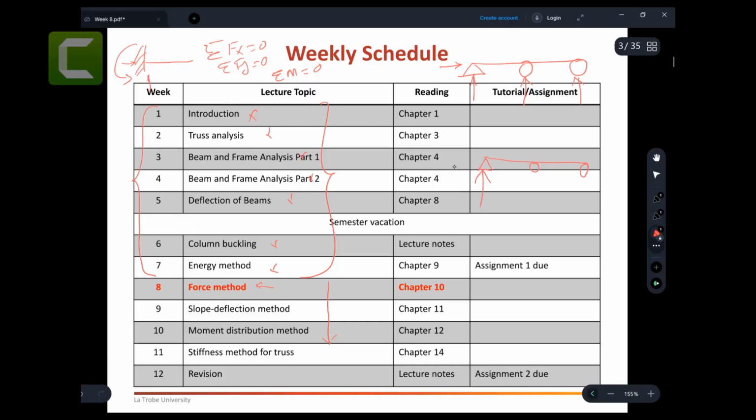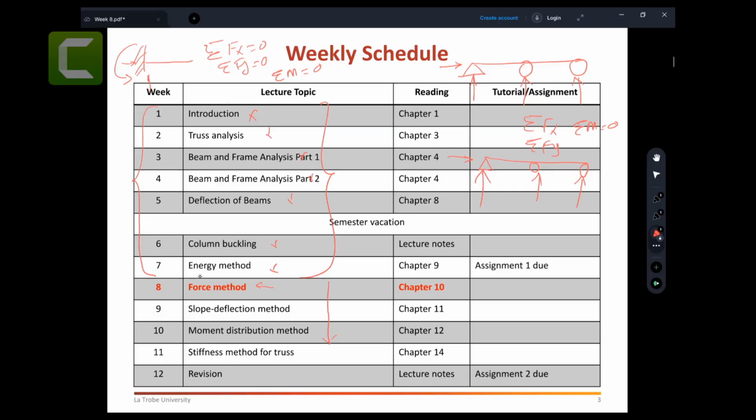You understand that, right? You have this reaction force, you have this reaction force. You apply all these equilibrium equations, but you will not be able to find all four unknown forces. You can try, but you will not be able to find them because you have two equilibrium equations and four unknown values.